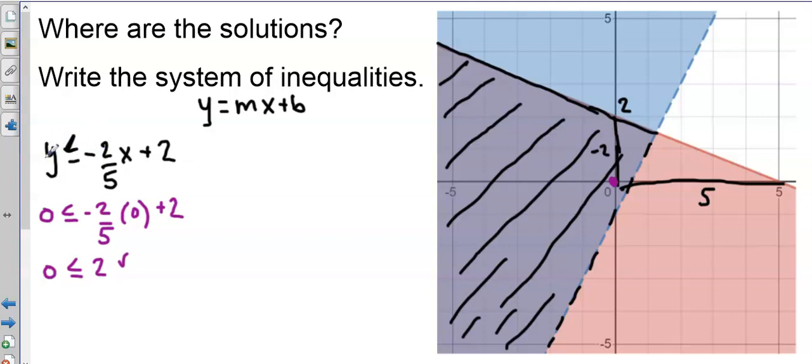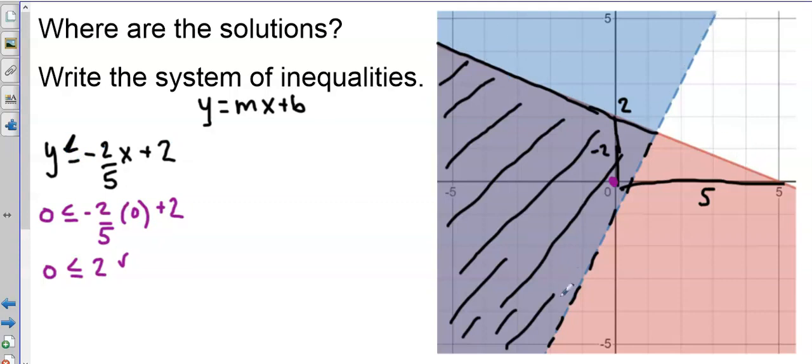So if you have y by itself, you can look to see if it's shaded below or shaded above. If it's shaded below, you'll have less than. If you shade it above, you'll have greater than. But if you're not sure, always try your test point. The test point will work. And again, it is less than or equal to because this is a solid line. All right, let's get the other one.